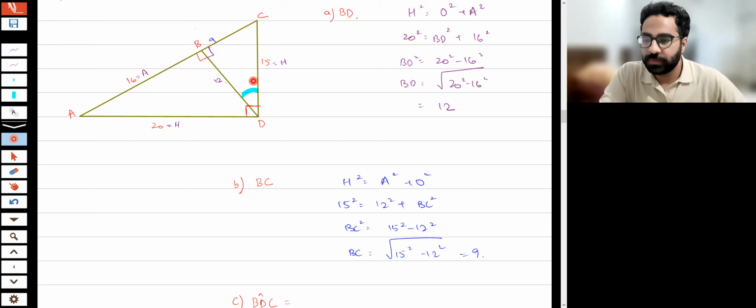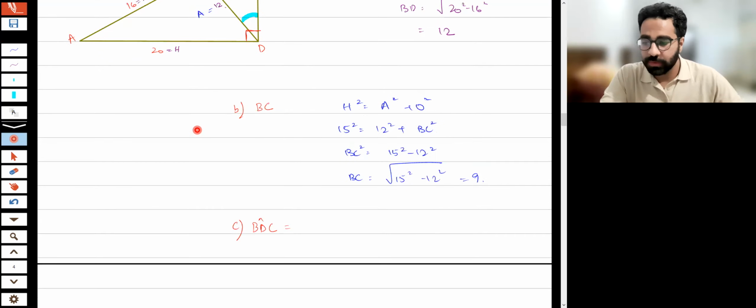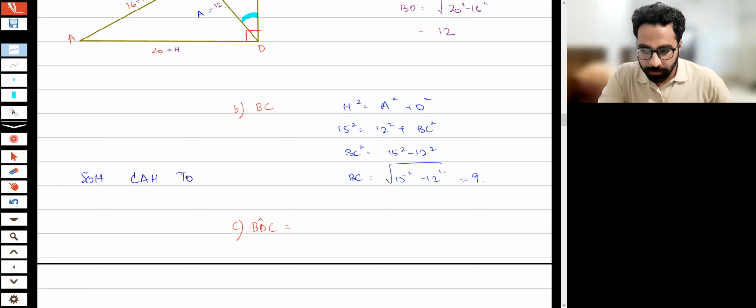Why? Because let's say here this would be the opposite, so I'll write O over here. This would be my adjacent. So yes, I have the opposite, I have the adjacent, I have the hypotenuse. So I can use any of the three trigonometric ratios, sine, cos or tan. Let's use sine.